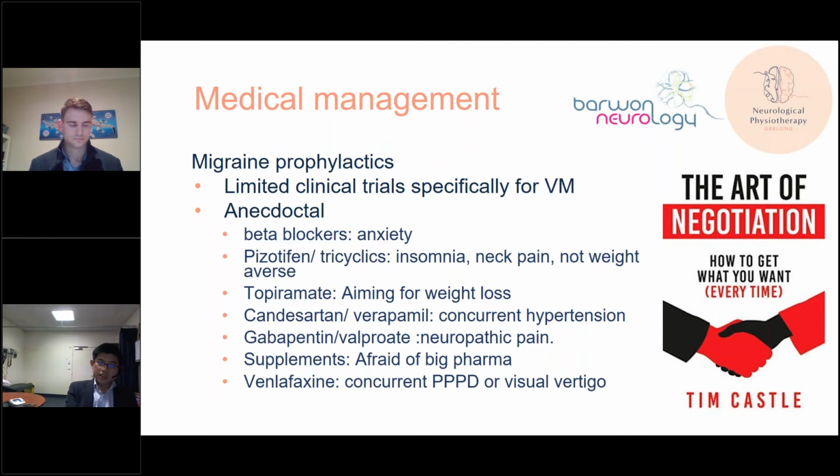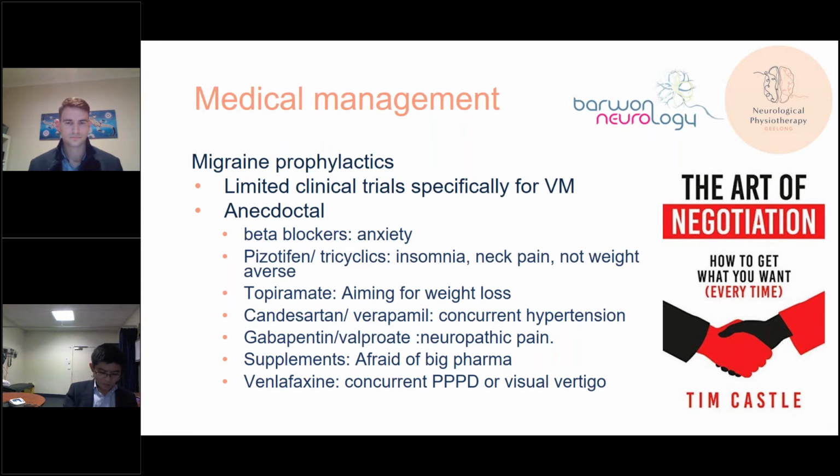Is there anything special for vestibular migraine? The answer to that is normally no. There are limited clinical trials that test for those too. Invariably it involves a lot of negotiation and a lot of follow through with the patient, so that you're not just prescribing a regimen and letting them be.